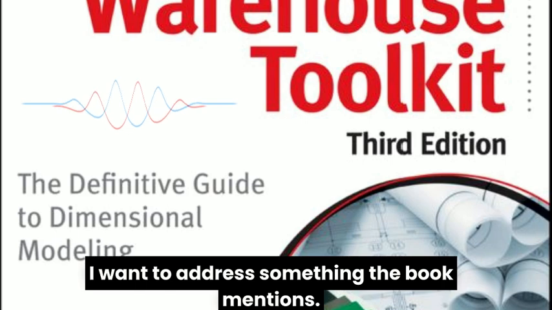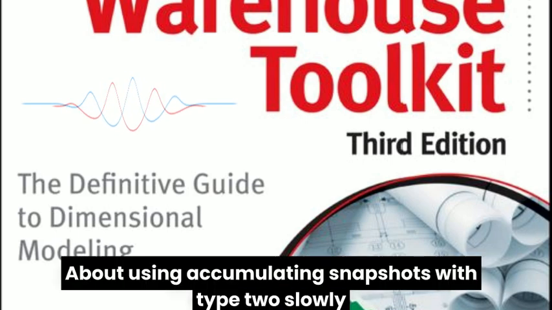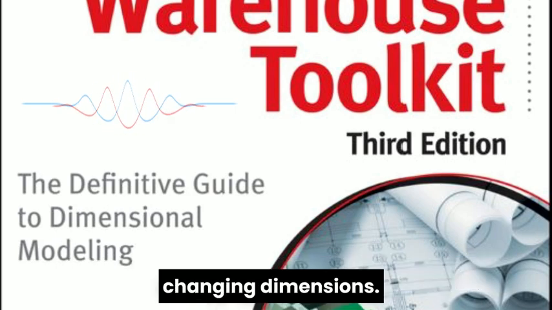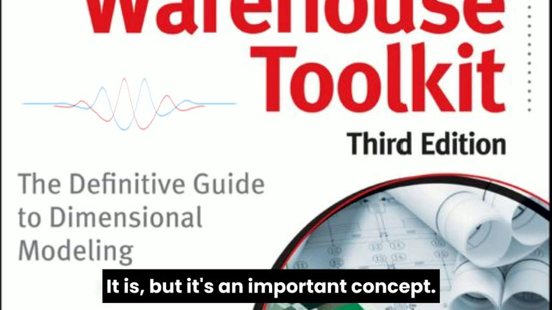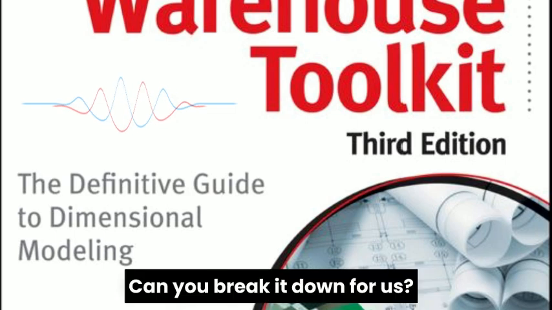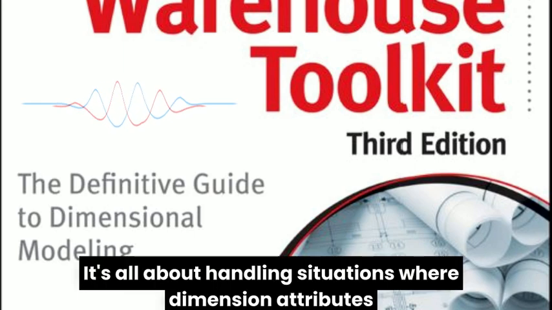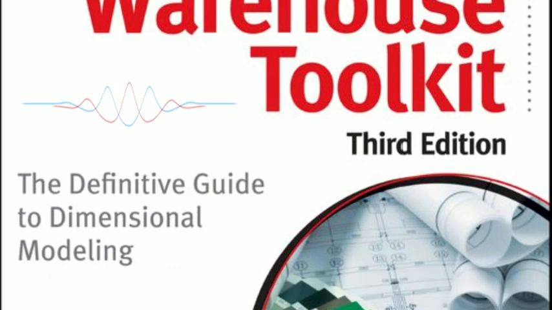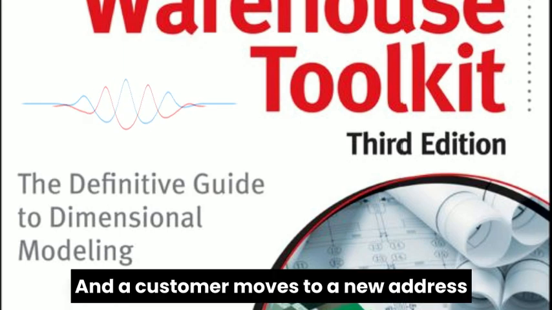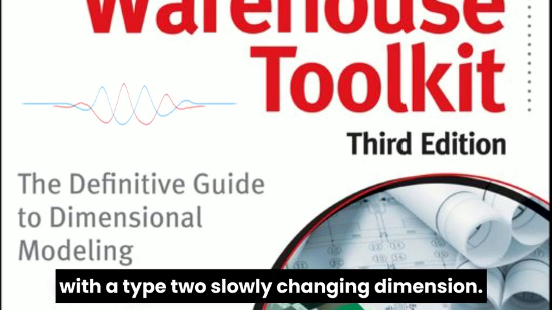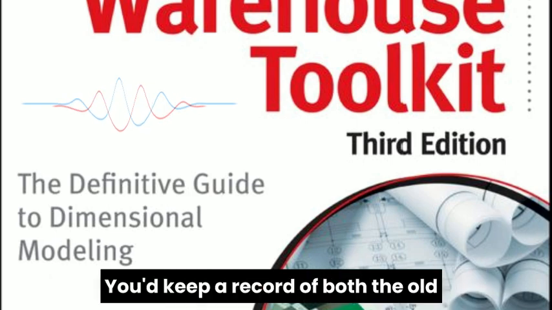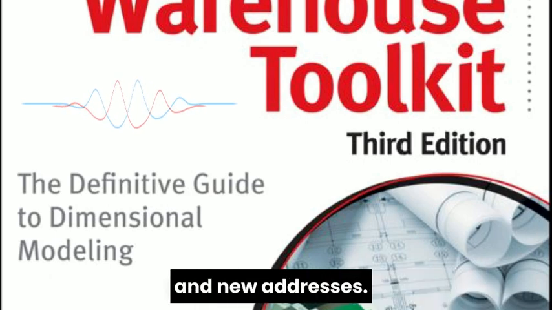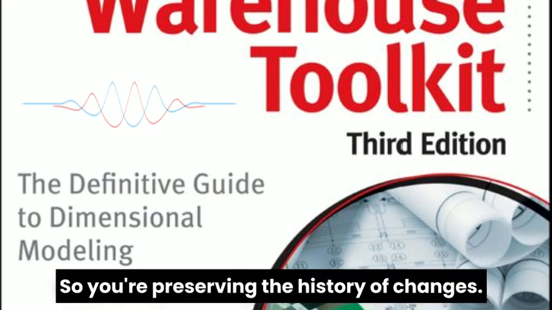Now before we move on, I want to address something the book mentions about using accumulating snapshots with type 2 slowly changing dimensions. Now that sounds a little technical. It is, but it's an important concept. Can you break it down for us? Sure. It's all about handling situations where dimension attributes might change over time. So let's say you have a customer dimension. Right. And a customer moves to a new address. With a type 2 slowly changing dimension, you'd keep a record of both the old and new addresses. So you're preserving the history of changes.